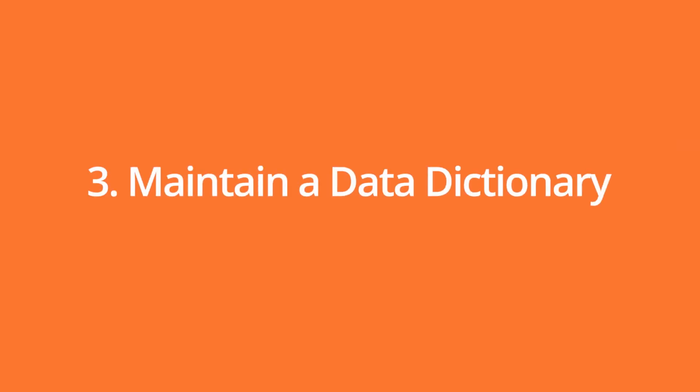Number 3 is to maintain a data dictionary. A data dictionary is a little bit different from a report catalog. While the report catalog shows people all of the reports that are available to them, the data dictionary helps people make sense of what they're seeing.